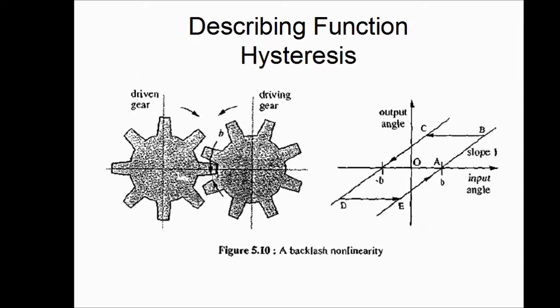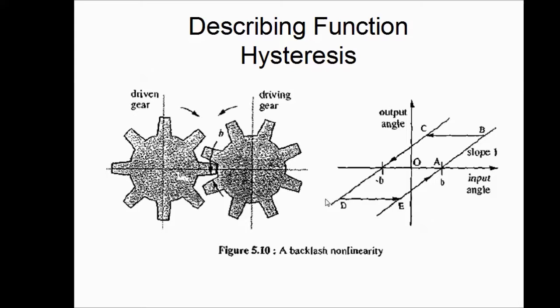So this is the driving gear, and this is the driven gear. When the driving gear is rotating, there is a play. There is a region where the driving gear is not driving the driven gear, and that region is precisely the place where they are not engaging. This normally happens when the gears have worn out. So when backlash occurs, there is a backlash nonlinearity, which is a hysteresis.